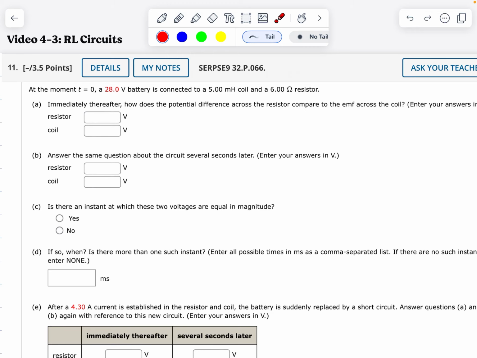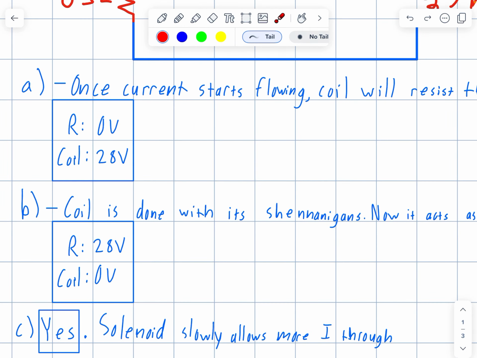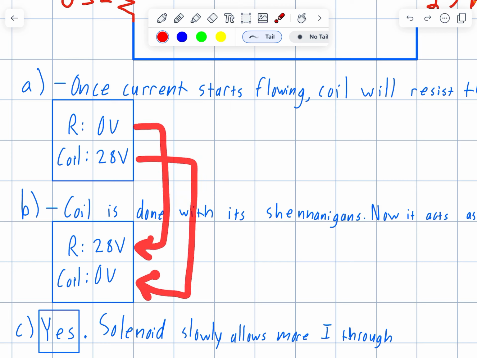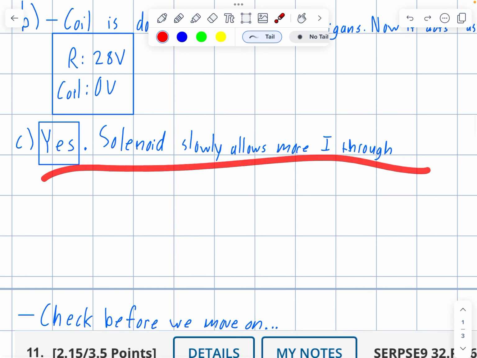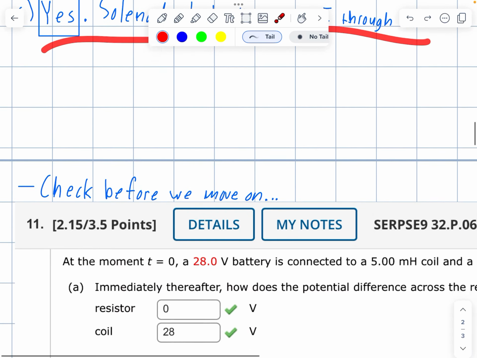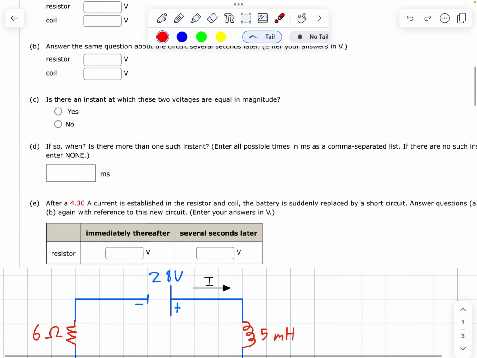C asks, is there an instant at which these two voltages are equal in magnitude? Well, if the resistor starts at 0 and rises to 28, and the coil goes down to 0 from 28, and we know that this process is gradual, it doesn't just flip instantly, then yes, the solenoid will slowly allow more current through. So before we move on, let's check. Everything's all good here.